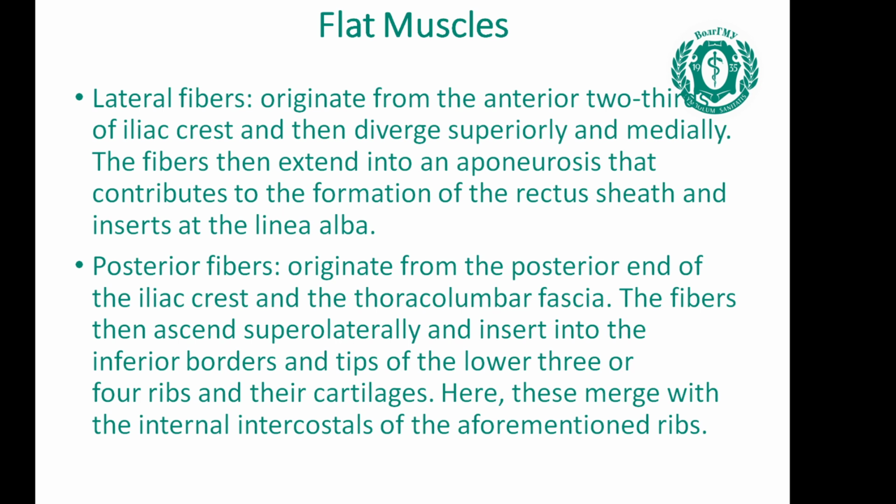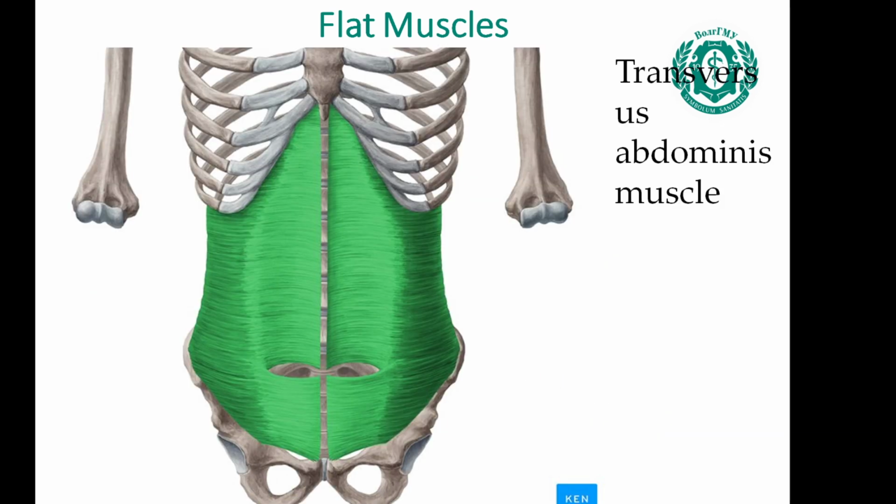Once again, posterior fibers originate from the posterior end of the iliac crest and the thoracolumbar fascia. The fibers then ascend superolaterally and insert into the inferior borders and tips of the lower 3 or 4 ribs and their cartilages. Here, these merge with the internal intercostals and the aforementioned ribs. Then, transversus abdominis muscle.